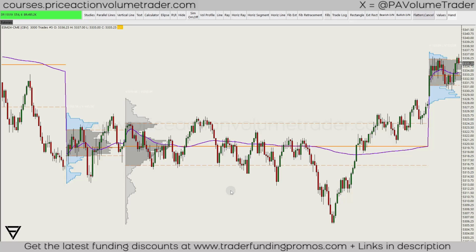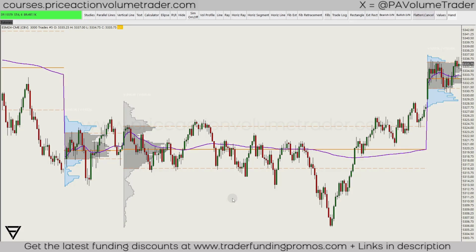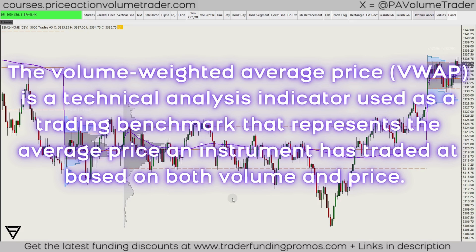Okay, so first off, let's start off with a definition. The volume weighted average price, or VWAP, is a technical analysis indicator used as a trading benchmark that represents the average price an instrument has traded at based on both volume and price.